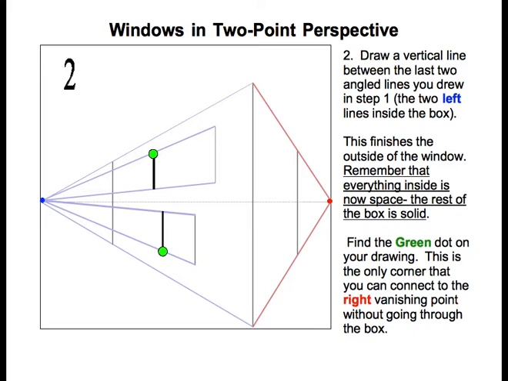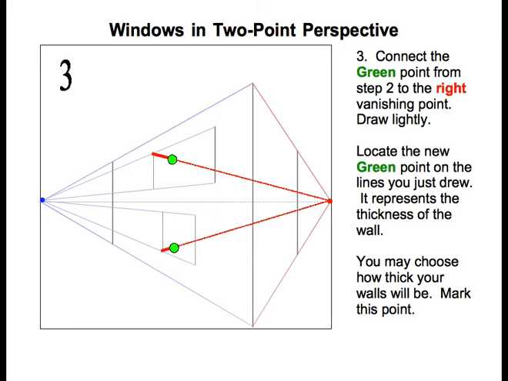Find the green dot in your drawing. This is the only corner that you can connect to the right vanishing point without going through the box. Notice on the top, above the horizon line, it is at the top, and below the horizon line, it is on the bottom. Connect the green point from step 2 to the right vanishing point. Draw lightly. Locate the new green point on the lines you just drew. It represents the thickness of the wall. You may choose how thick your walls will be. Mark this point.